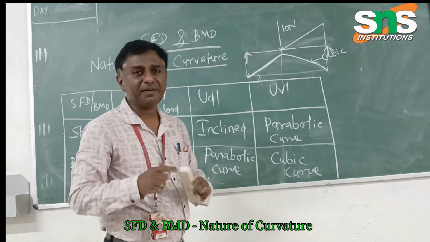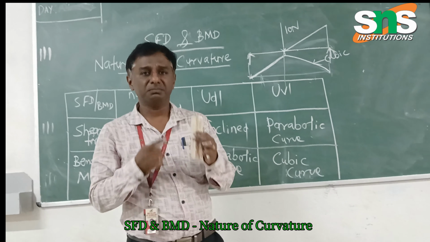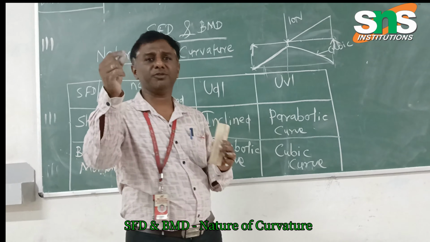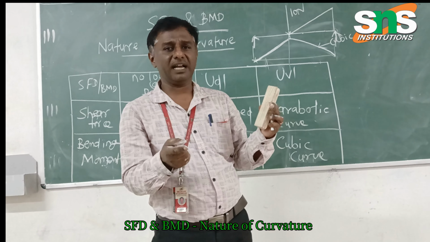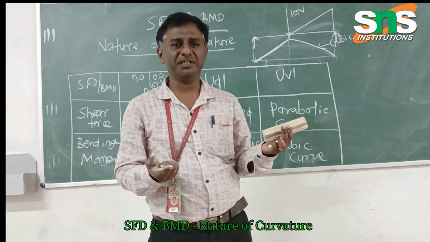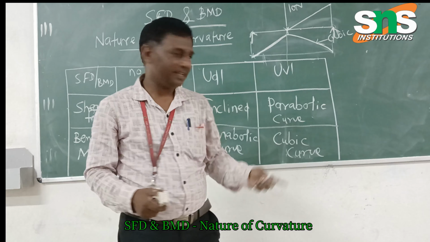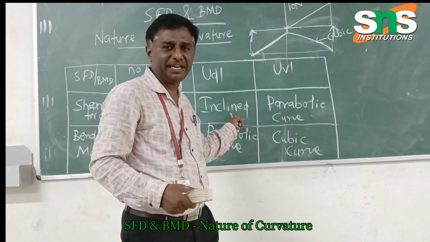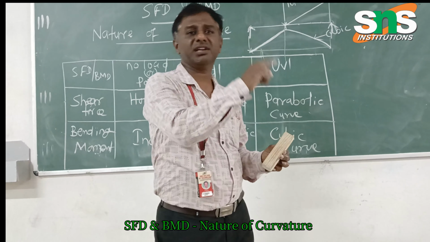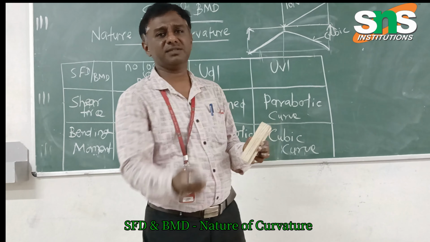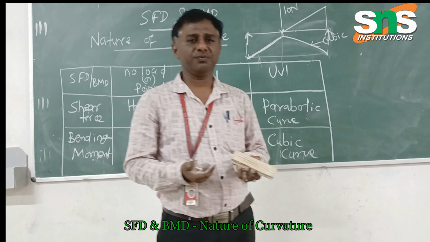Then if you are having the UDL, uniformly distributed load, then for the shear force you have one value at A and one value at B. There will be a difference. It should not be equal for a uniformly distributed load. So you just directly join as a straight line, so it should be inclined. For the bending moment diagram, you make a parabolic curve, inward if positive, outward if negative.